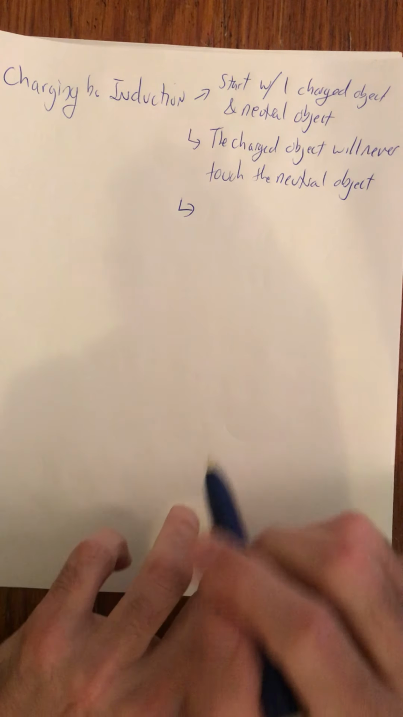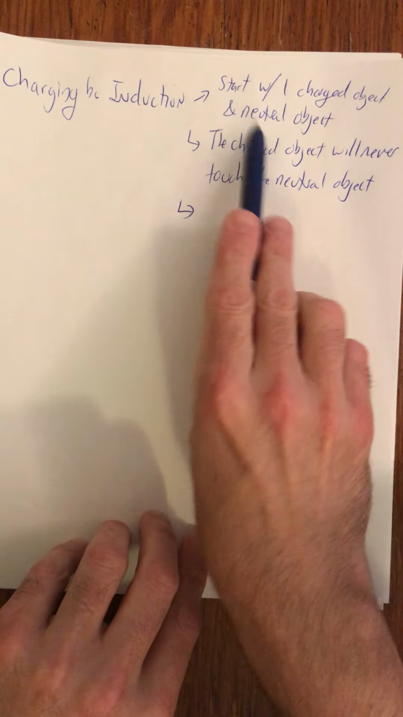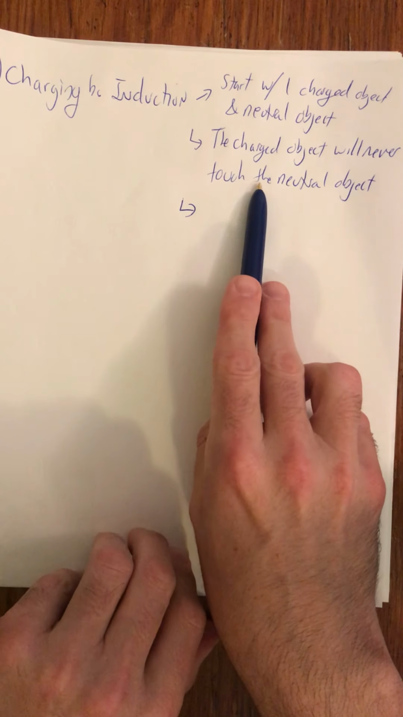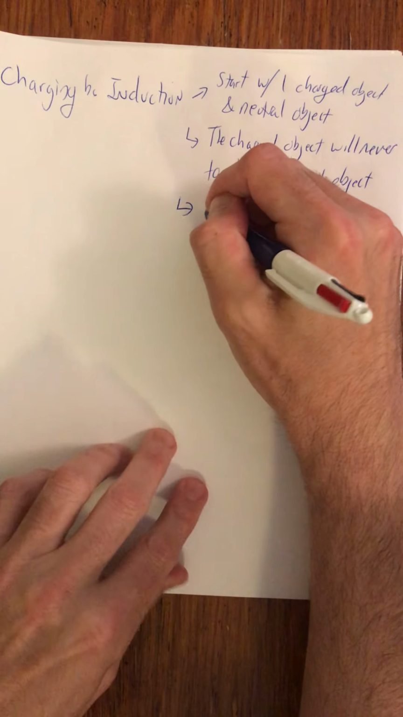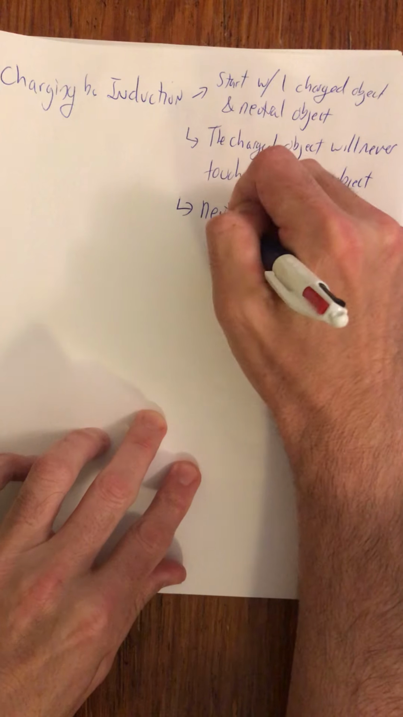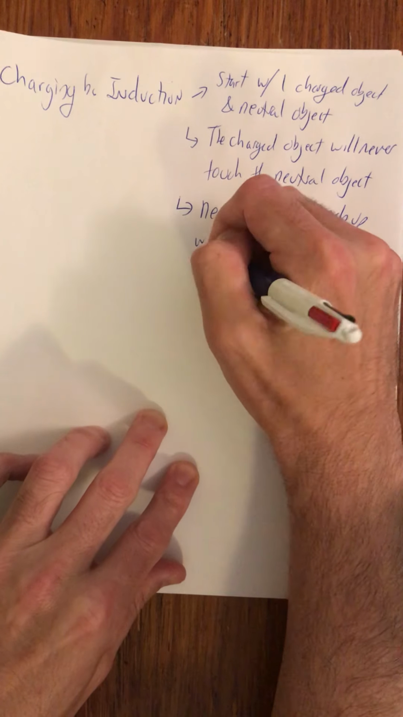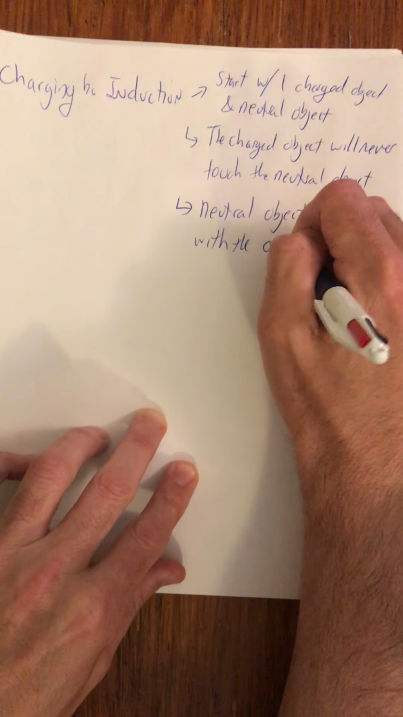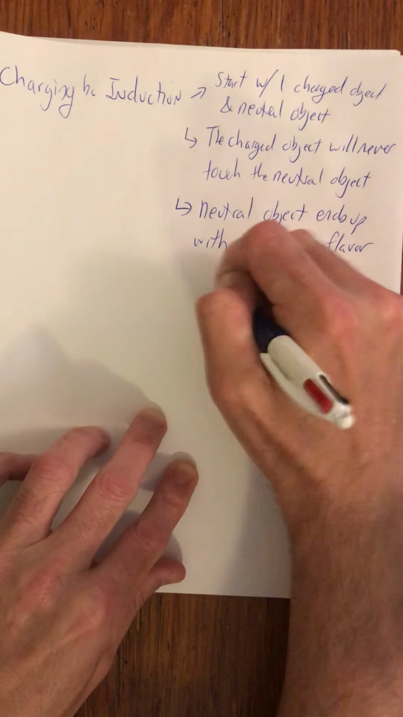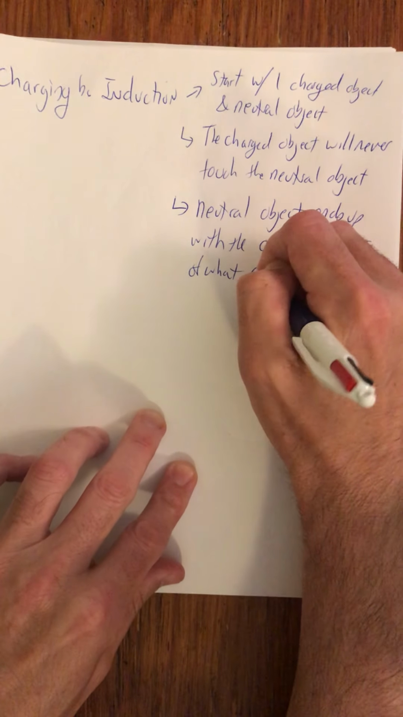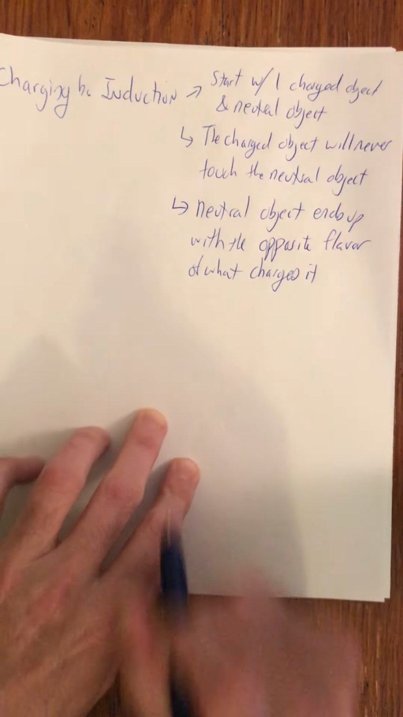So, charging by induction. I'm going to write some basics here, and then we'll go through the process a little bit more specifically. Start with one charged, one neutral. The charged object never touches the neutral object. Not that something else doesn't, but the charged object doesn't. Remember that the end result here is that the neutral object ends up with the opposite flavor of what charges it. Okay?